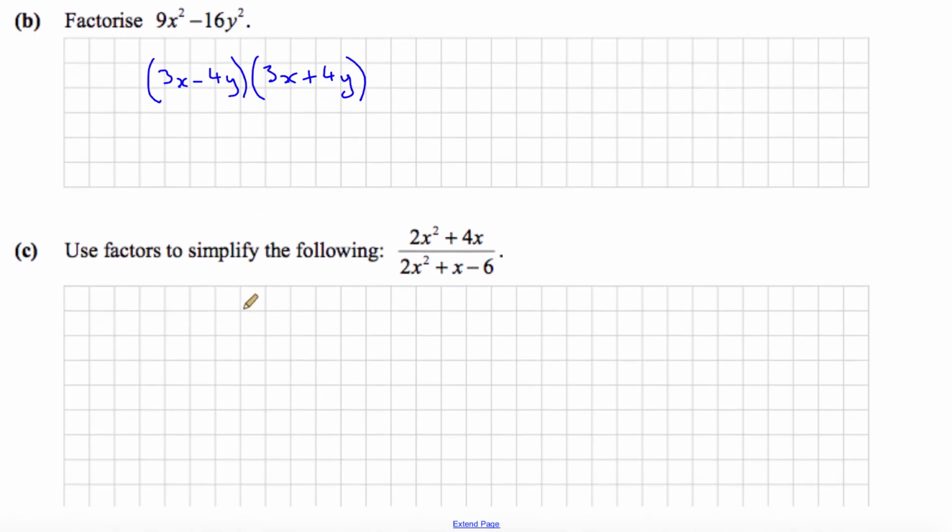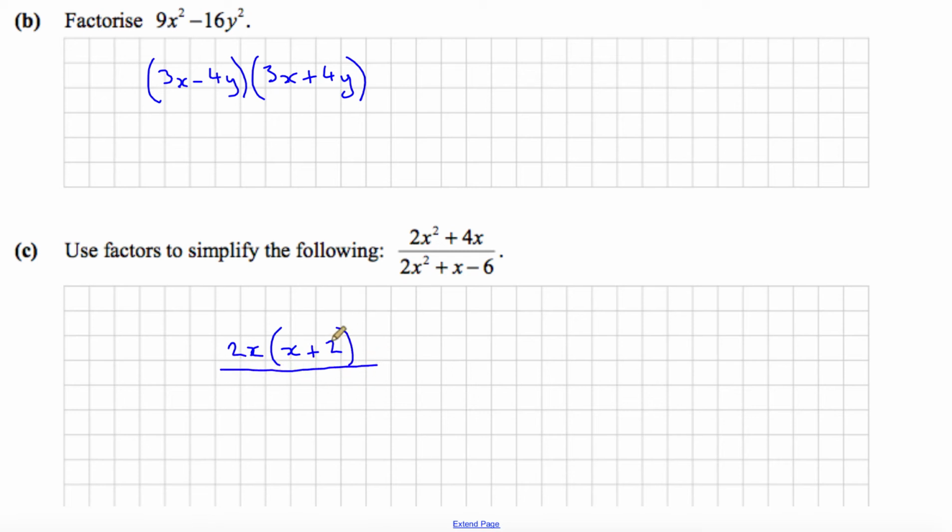Okay, part C then. Use factors to simplify the following. This time it's an algebraic fraction: 2x squared plus 4x all over 2x squared plus x minus 6. If you're going to simplify algebraic fractions, you have to factorise above and below and then cancel or simplify. So on top we can factorise 2x out of both of them, leaving me with x plus 2. So that's the numerator factorised.